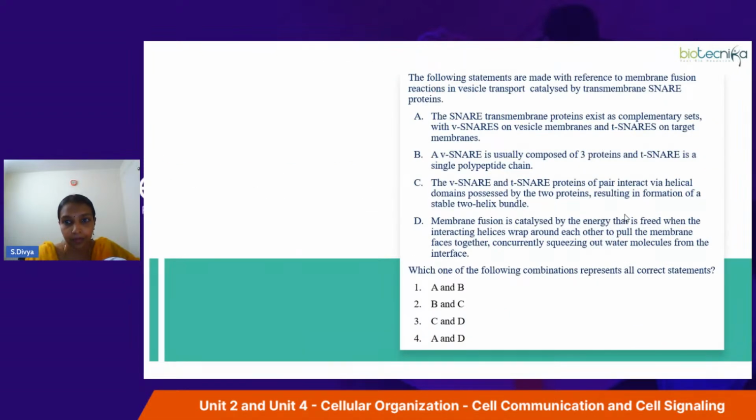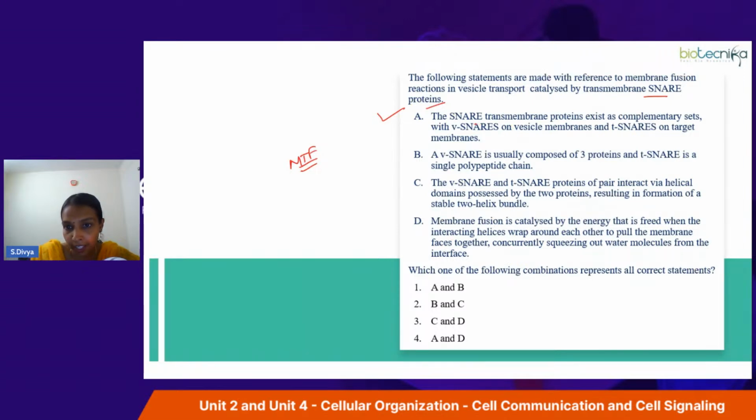Next question. Now this is based upon the membrane fusion with respect to SNARE protein. See, basically when you go for unit 2 and unit 4, you'll always expect statement based questions or match the following kind of questions. Okay. So looking into the SNARE proteins, these are the few statements provided to you.